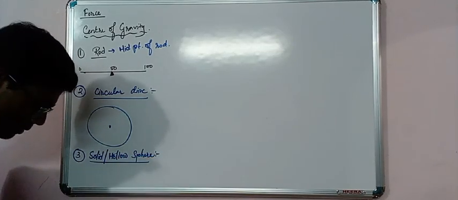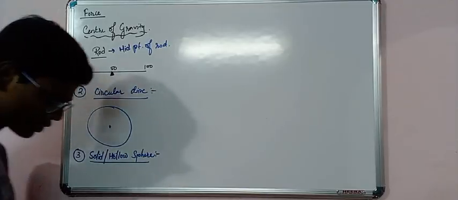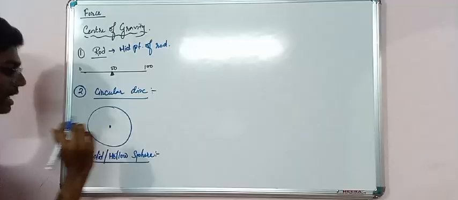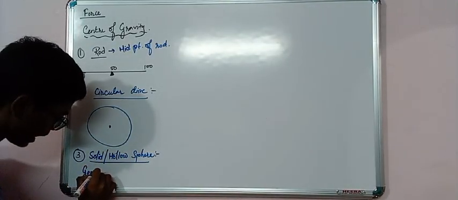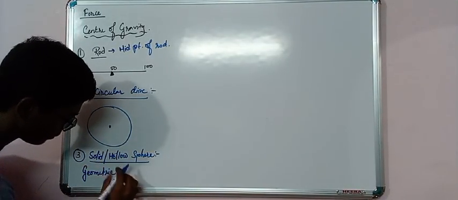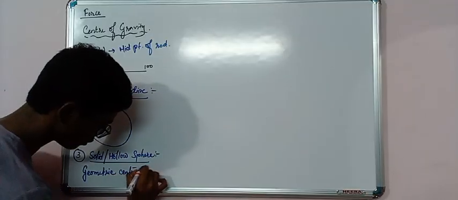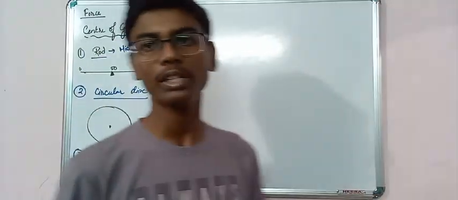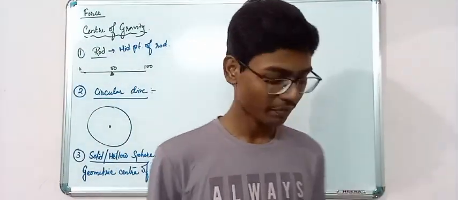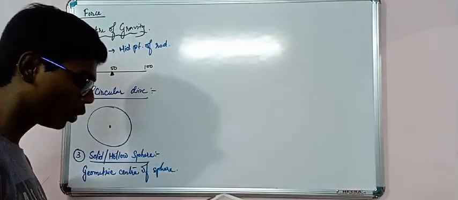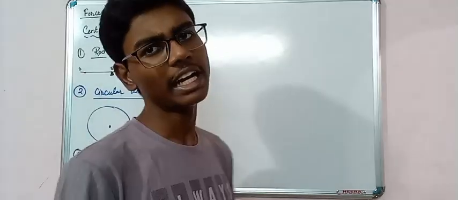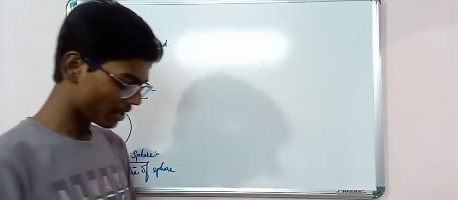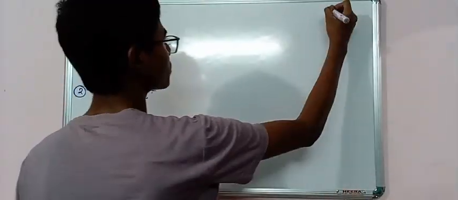Solid or hollow sphere. For this, the geometric center of the sphere is going to be your center of gravity. So the geometric center, I cannot draw this 3D diagram. So the geometric center of the sphere is going to be the center of gravity for this particular body. After this comes solid cone and hollow cone. Now this I am going to tell at last, because numericals come from here, I need to tell a few things about this. At first let me cover the last three things.